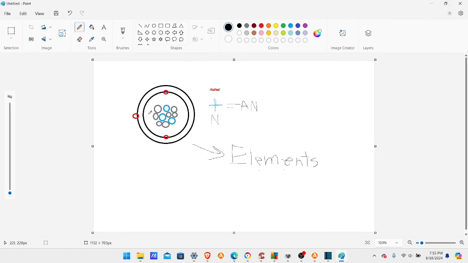So what have we learned so far? We've learned that electrons, protons, and neutrons make up an atom. And then atoms are what make up elements, and then elements are what make up, well, everything in the universe.